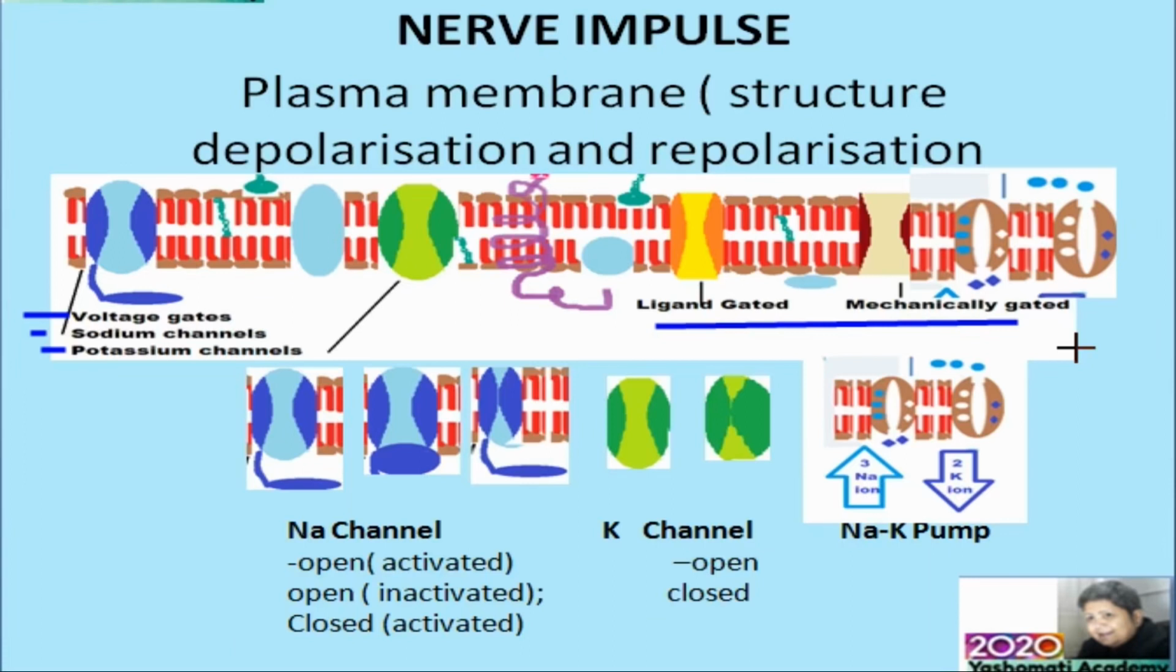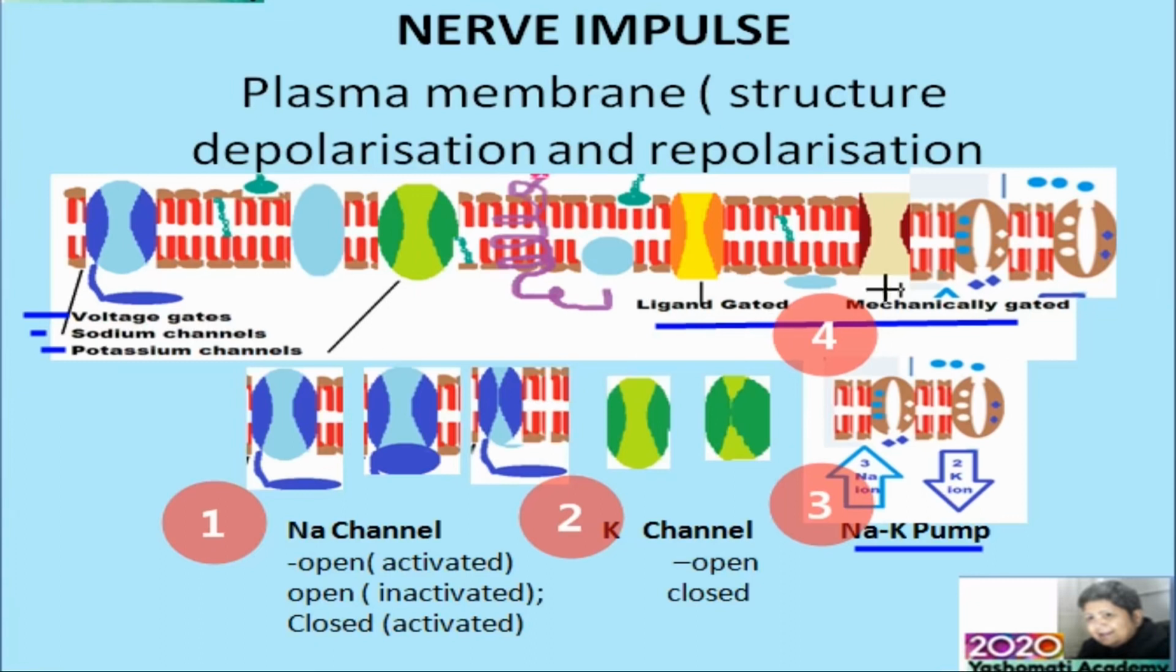The third important structure is the sodium potassium pump, which is transporting 3 sodium ions toward the outer side and 2 potassium ions toward the inner side by utilizing ATP. So that means we have different types of structures which are helping in transport of ions, that is sodium channel, potassium channel, sodium potassium pump and of course the ligand gates which are present on the receptors.